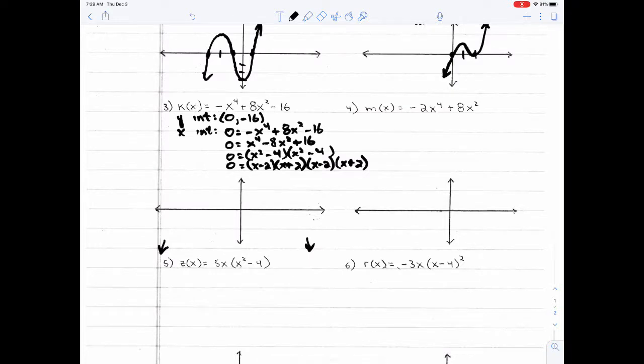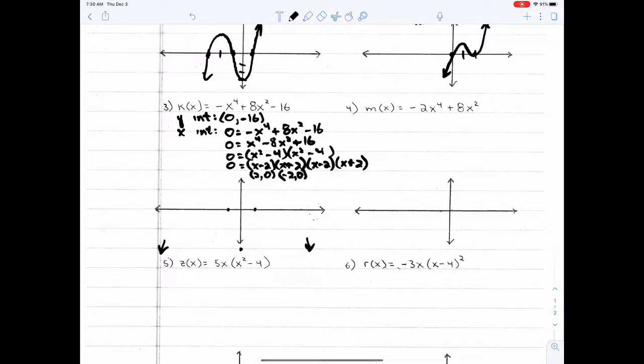I have 2 comma 0 with a multiplicity of 2 and negative 2 comma 0 with a multiplicity of 2. Why? Because x minus 2 exists twice, so it has a multiplicity of 2, and x plus 2 exists twice, so that has a multiplicity of 2. Now, if I was to label this properly, I would have to go down all the way to 0, negative 16, which is the y-intercept. So I'm not going to label the axis.